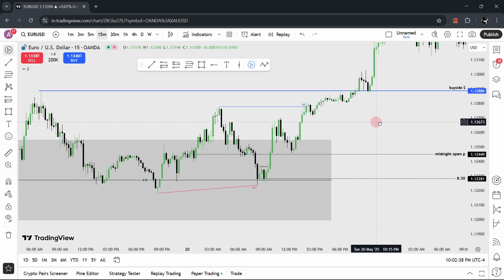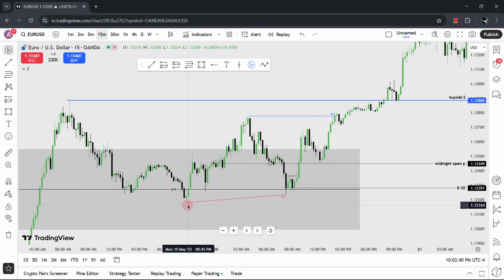And I want you to take a look at this low. That is 8:30 p.m. Monday with respect to 8:15 p.m. Tuesday. I think you have noticed these two lows. Keep that in mind. So now we are going to the GBP chart.